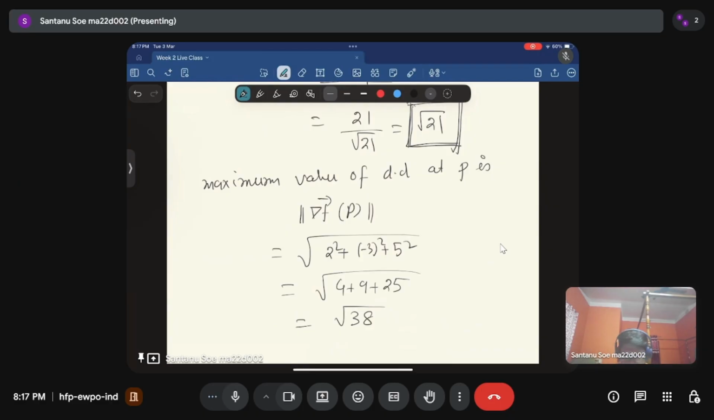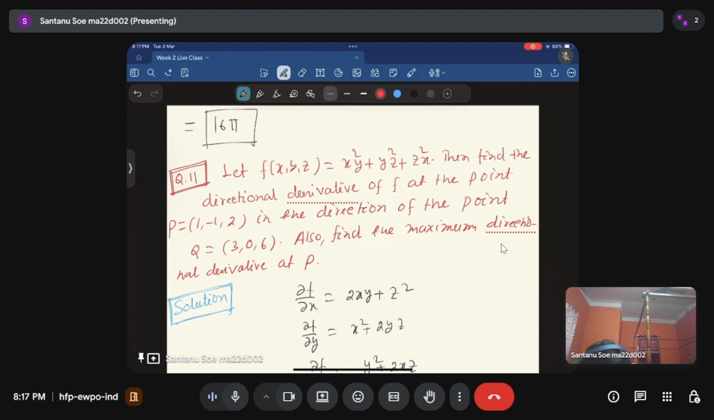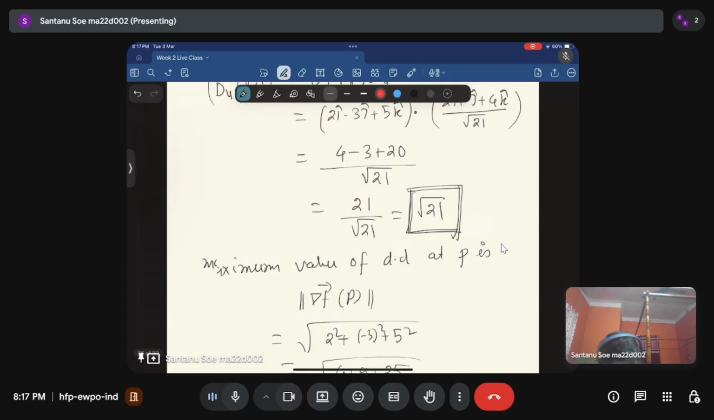So I hope this is clear. This is a very important question. So I'm going to put it 2 star, because this type of questions have been asked in competitive exams. So yeah, I hope this is clear.